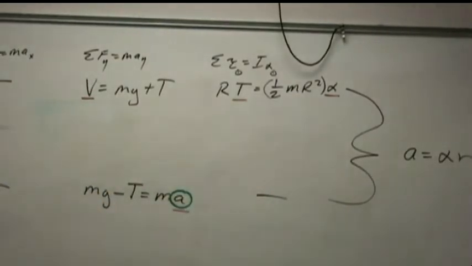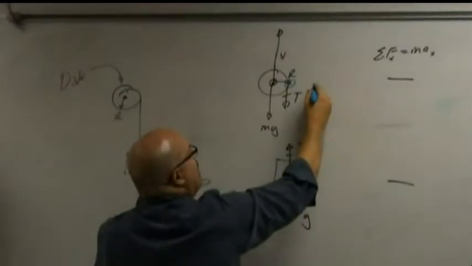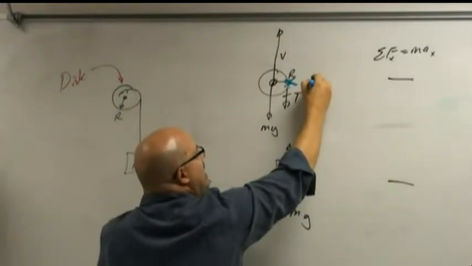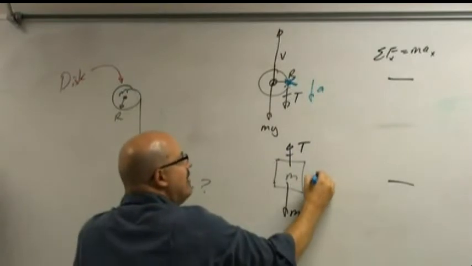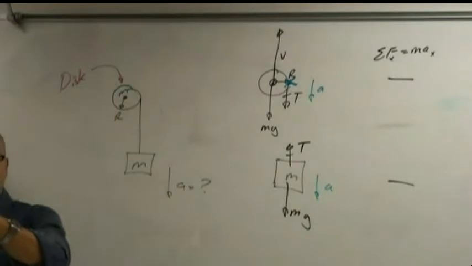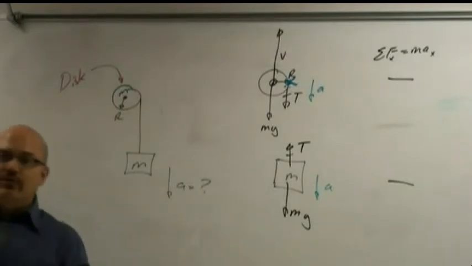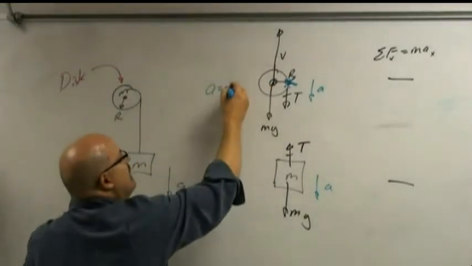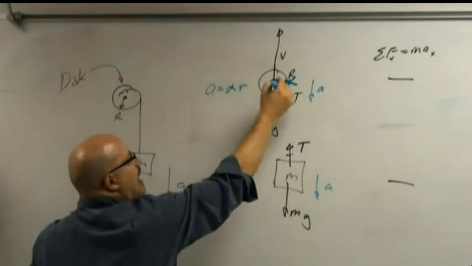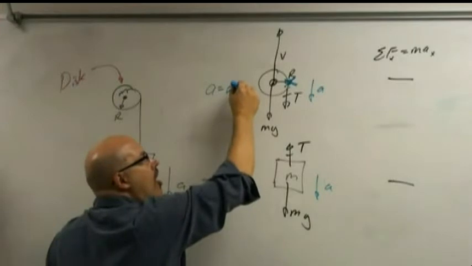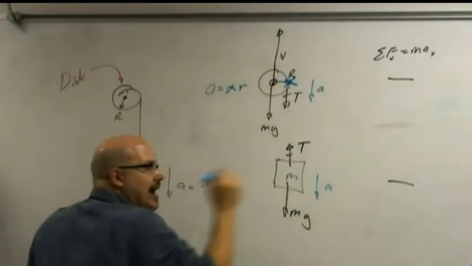Therefore, the angular acceleration of the outside rim of the pulley times the radius, this point right here, has the same acceleration downward that this object has. Does that make sense? The acceleration of the pulley at any point is alpha times r. At the center, its acceleration is 0. At this point, its acceleration is alpha r, and that has to equal this acceleration.